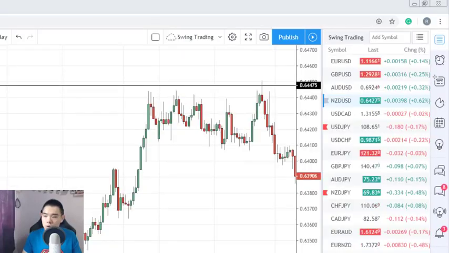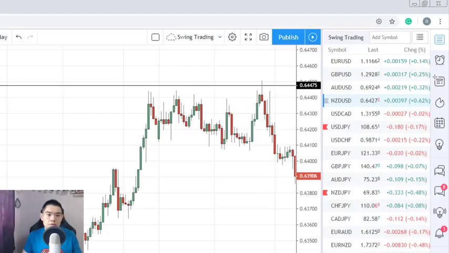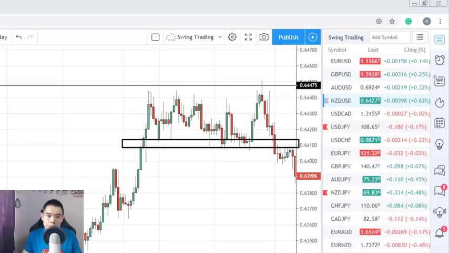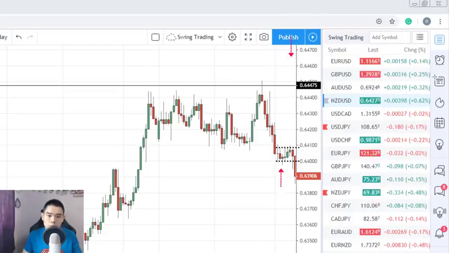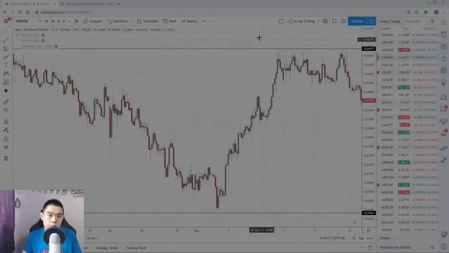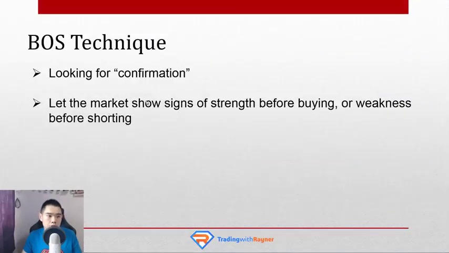Okay, so at this point, what you have is something like a triple, quadruple, quintuple top. You tested 5 times: 1, 2, 3, 4, 5. Then this is the area of support. Price broke down, formed somewhat of a bear flag looking pattern. And when it breaks below this swing low, now you have a break of structure. You have a lower low and lower high. So this tells you that there's a good chance the market could continue lower from there. And this is how you use the break of structure technique, to let the market show signs of strength or weakness before you enter a trade.